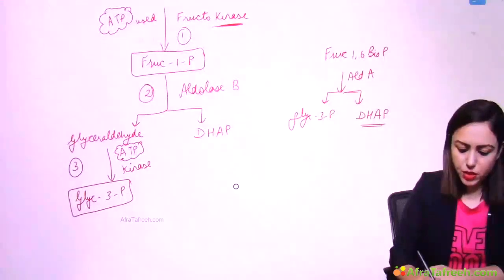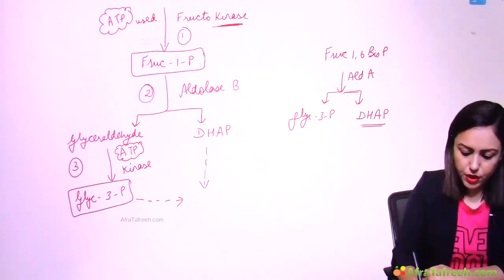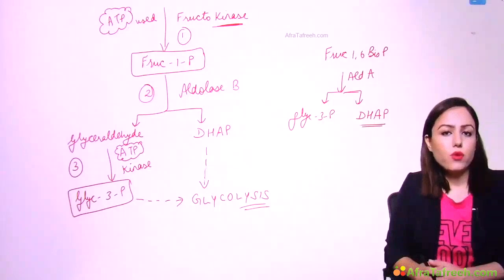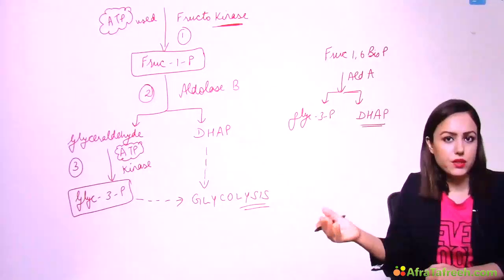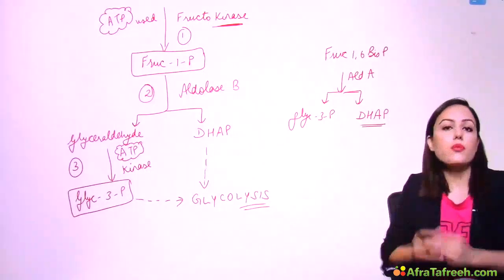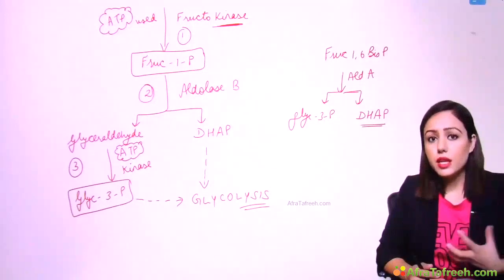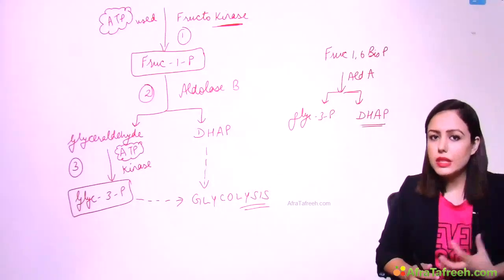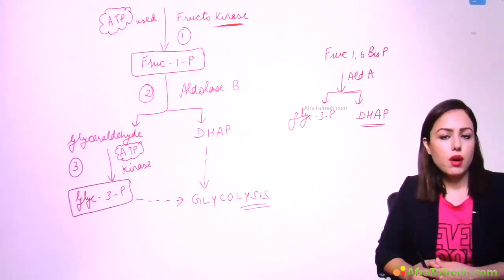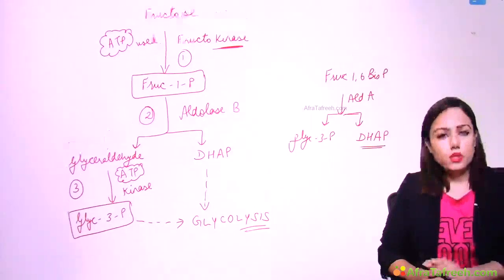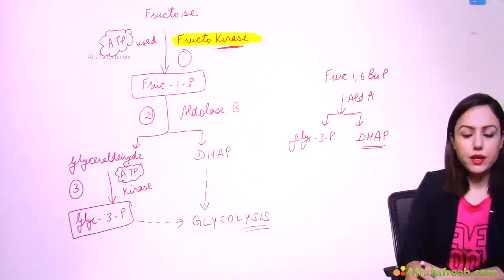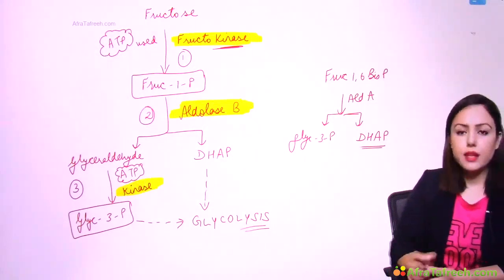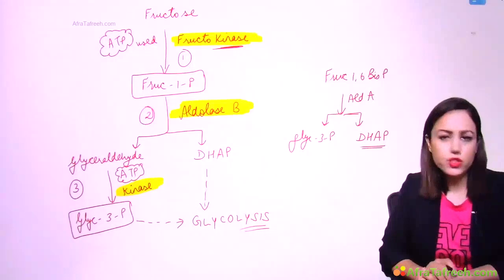Now when this DHAP and glyceraldehyde 3-phosphate are formed, they are intermediates of glycolysis, so they will just enter the glycolysis pathway and will give energy via glycolysis, link reaction, TCA and ETC. All those things will be occurring. Like in the previous video also, I told you that in case of galactose and fructose metabolism, only 3 enzymes are different. Rest all enzymes are same like glycolysis. So let's see these 3 enzymes of fructose metabolism. These are fructokinase, aldolase B, and the kinase involved in conversion of glyceraldehyde to glyceraldehyde 3-phosphate.